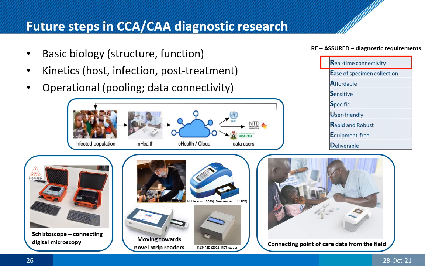We still do not fully understand the kinetics of CCA and CAA, certainly in relation to the immune status of the host and the duration of infection, and with different Schistosoma species, including hybrids, and the clearance following treatment. Then there are items concerning the operational aspects. We want to test the efficacy of pooling urine samples in endemic regions, and this might lead to better precision mapping and therefore to more efficient distribution of praziquantel.